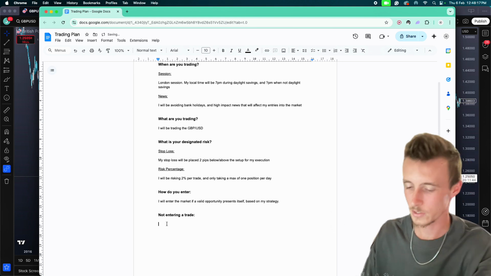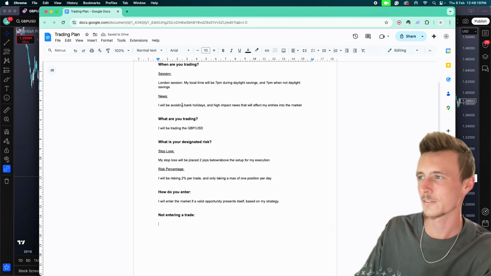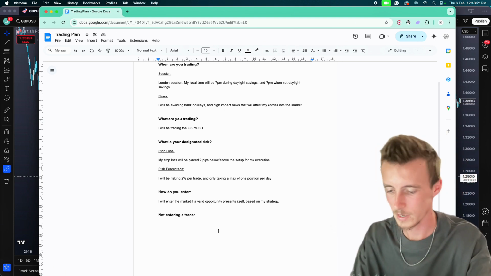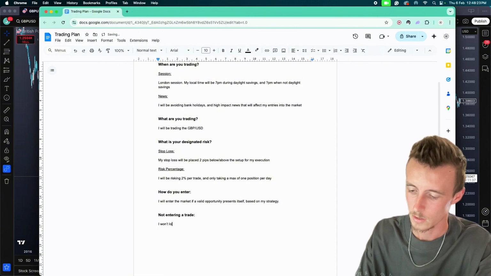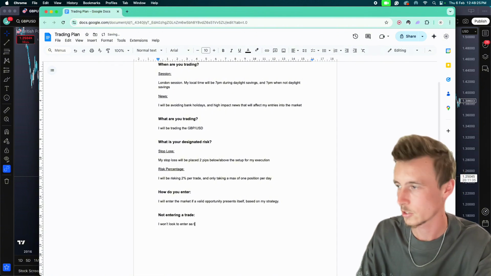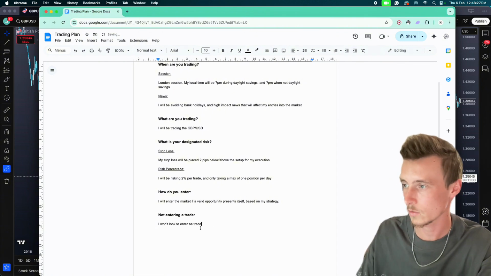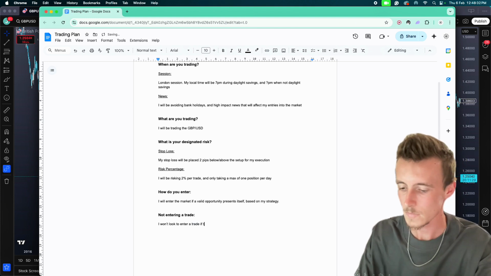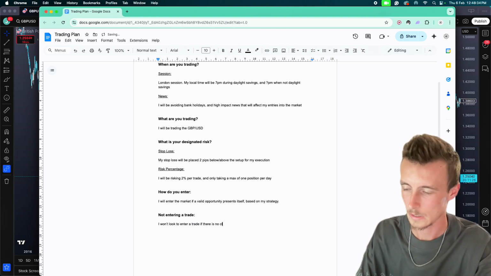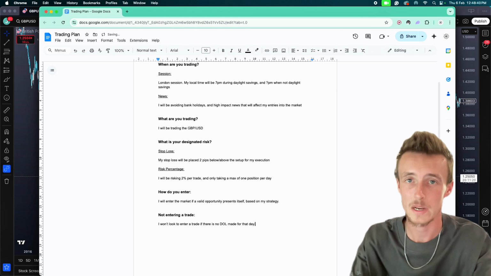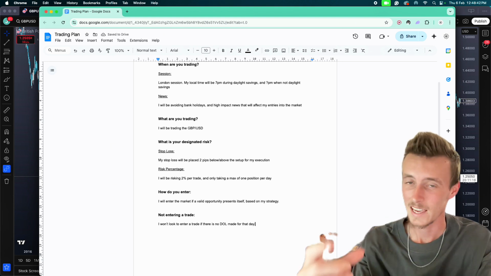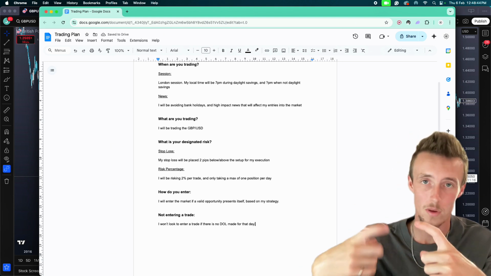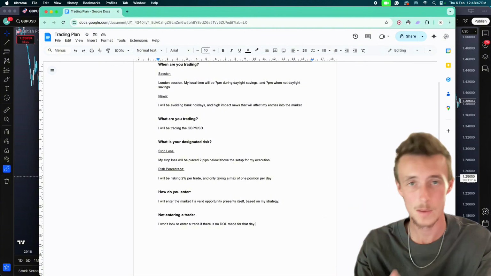So not entering a trade. I mean, well, I kind of did cover that up here with the news, but not entering a trade. So I won't look to enter a trade. Actually, we can write this. I won't look to enter a trade if there is no draw on liquidity made for that day, which of course, going back over our draw on liquidity, if we don't reach a previous high or low and we do not create a draw on liquidity, I'm not looking to trade that day.